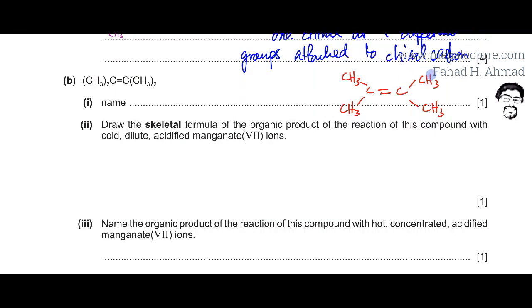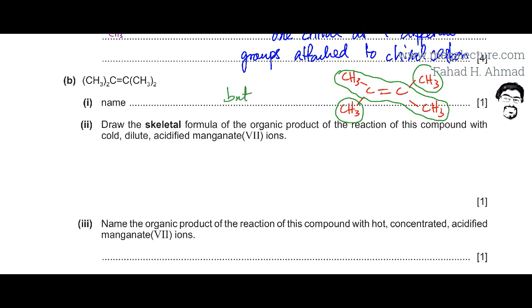So the first part is naming this molecule. We need to identify the longest continuous carbon atom chain. The longest chain is going to be this one over here, and these would be the branches. If you look at the longest chain, it has four carbon atoms, so that means the prefix is going to be but.